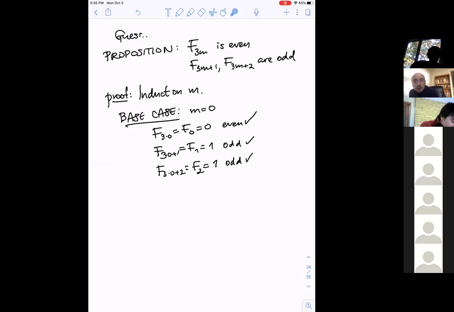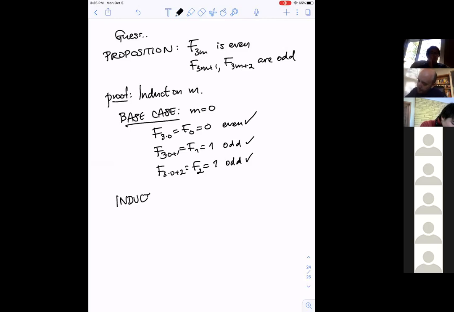And then in the inductive step, we just assume it for smaller values of M, and we try to prove it for the next one. You can either phrase it as: we assume it for M and all smaller, and we try to prove it for M plus 1, or you can phrase it as: we're trying to prove it for M, assuming it for M minus 1 and all smaller values. It doesn't matter how you do that.